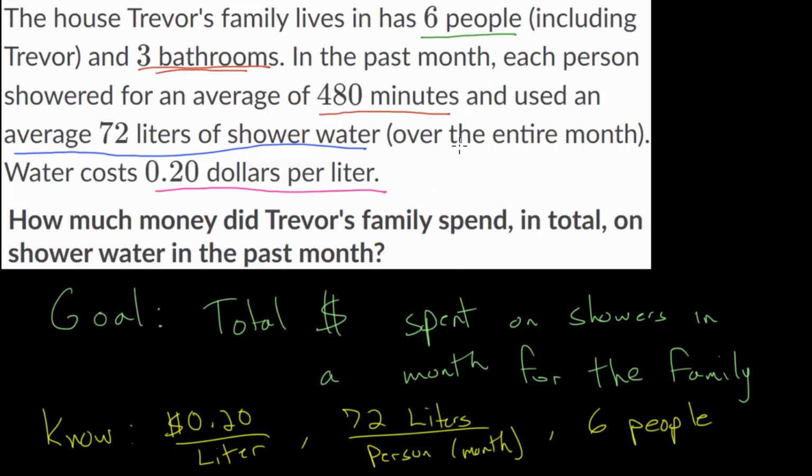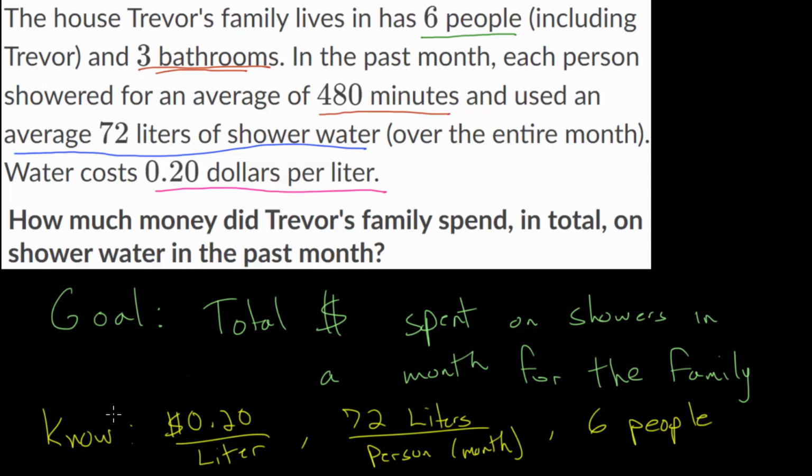Some people could be showering with a lot more pressure than other people. That might be variable, but what is consistent is the total amount of water. So this information here, the 3 bathrooms and the total time spent showering, is just not useful for this problem and will often throw students off.